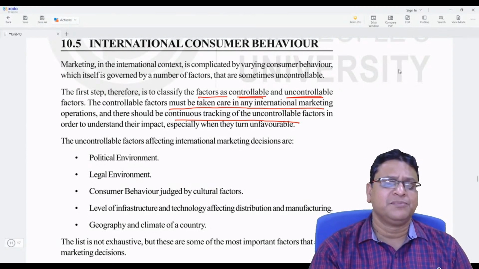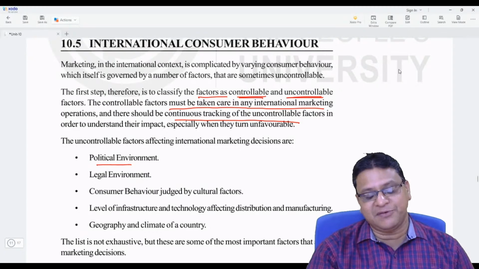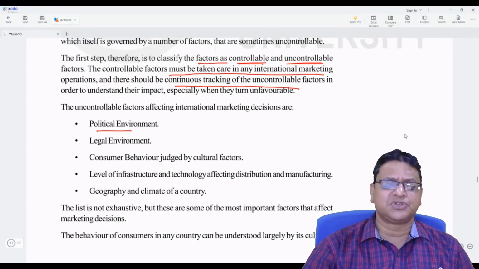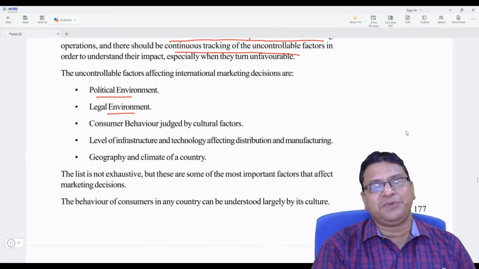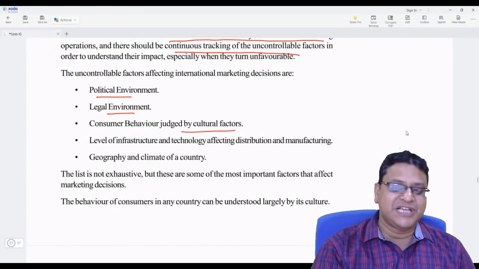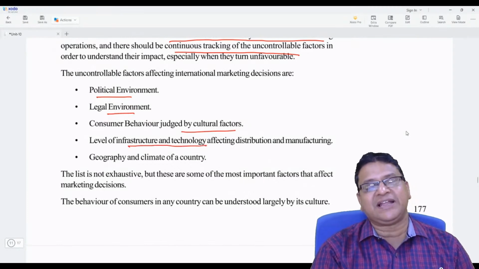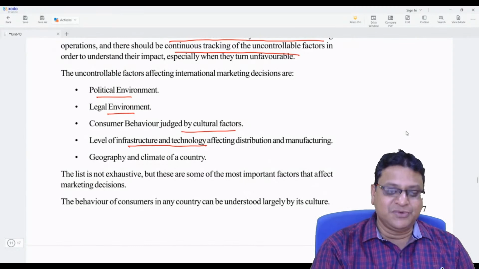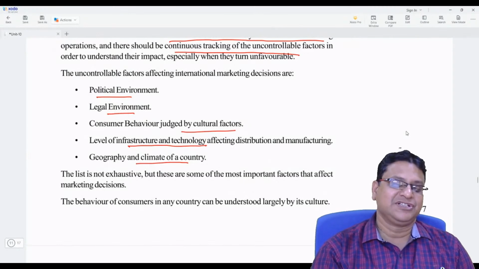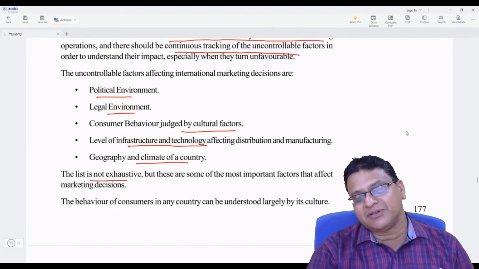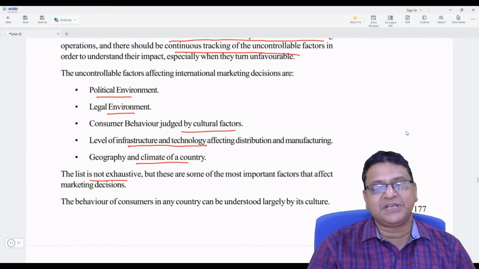What are the uncontrollable factors? Those are political environment. Due to change in political environment, the behavior of customer changes. Legal environment. Consumer behavior judged by cultural factor. Due to change in culture, also consumer behavior changes. Due to change in infrastructure and technology, consumer behavior changes. Due to change in climatic condition of a country, the consumer behavior is changing. The list is not exhaustive. There are many other factors which are uncontrollable and which impact the behavior of the customers.